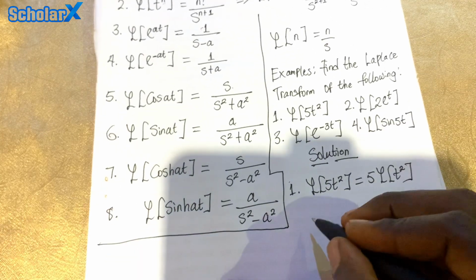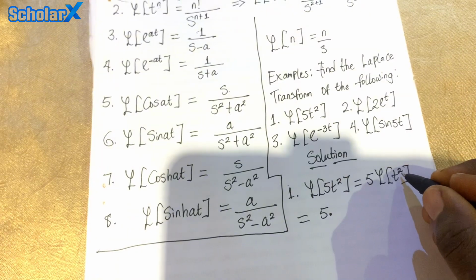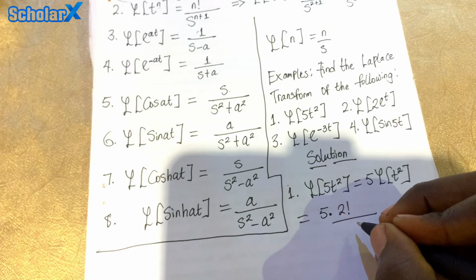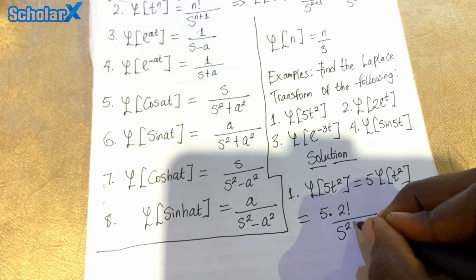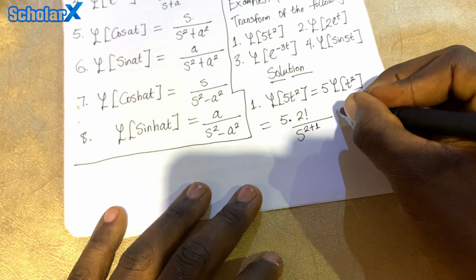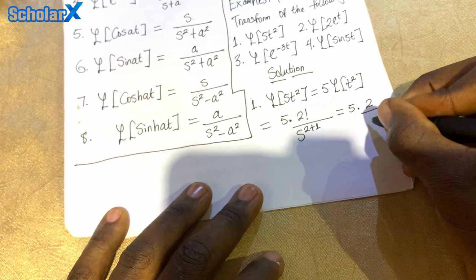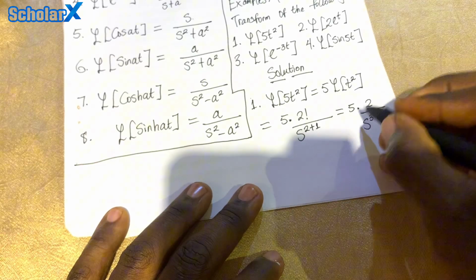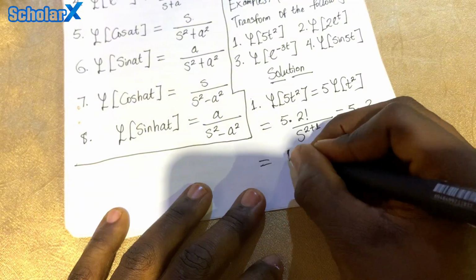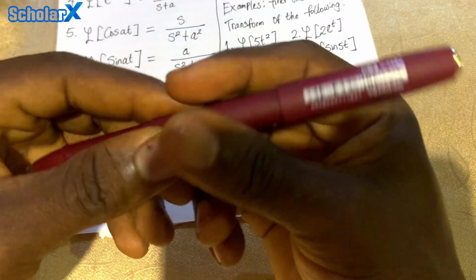So this is going to be equal to 5 multiplied by, now the power of t is 2, so it's 2 factorial over s to the power of 2 plus 1. So this is equal to 5 times 2 factorial, which gives us 2, over s to the power of 2 plus 1, which gives us 3. Now this is multiplication, so 5 times 2 gives us 10. So that's 10 over s to the power of 3. So this is our final answer.